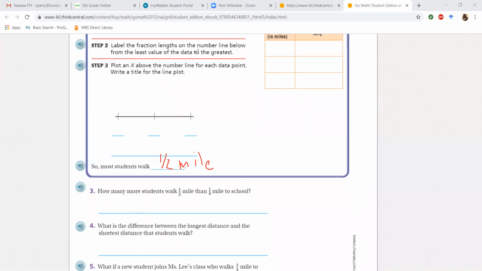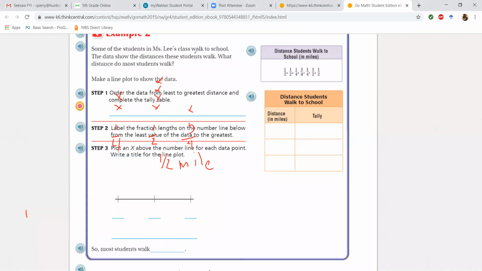All right, question number 3. Oh, why did I erase my... I did it again. All right, 1/4, 1/2, 3/4. Okay.